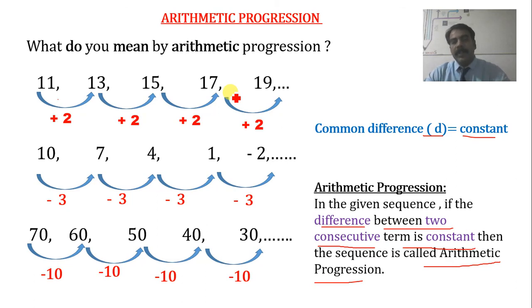That's it. So in the next slide, we will try to find the general formula for arithmetic progression, that is, the nth term of an arithmetic progression.